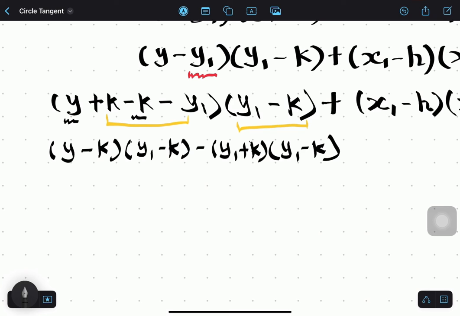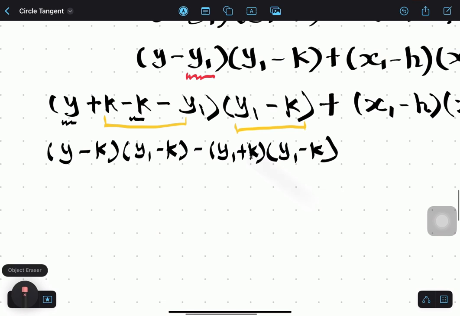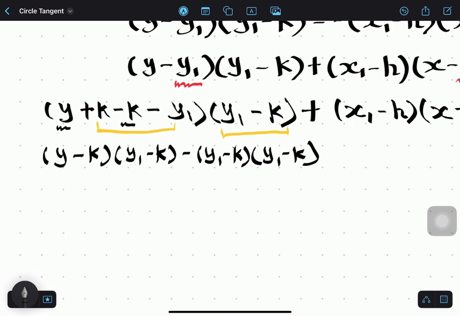Here there's a problem. No, I think this is incorrect. It's supposed to be negative k. Yes, this term has to be negative k.